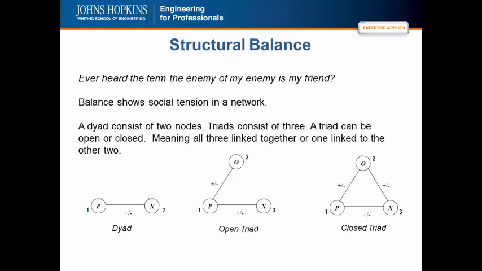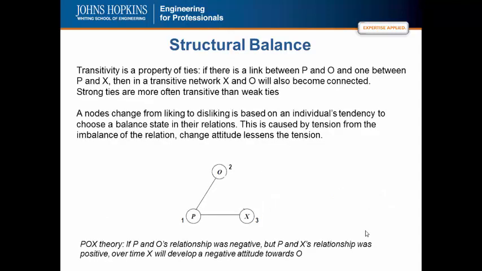So we've discussed structural balance, and this is the term, the enemy of my enemy is my friend. And balance essentially shows the tension in the network. So here we see a dyad. We see here an open triad, in which case the structural balance gives us an ability to reason about how a link might be formed. And in a closed triad, it gives us an idea of how stable those relationships will remain. We've discussed transitivity. Transitivity and structural balance are related and very similar, so we oftentimes do not include both terms when we're using it in a statistical model.